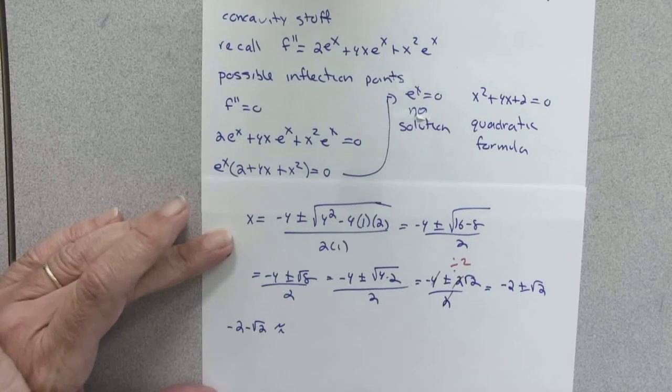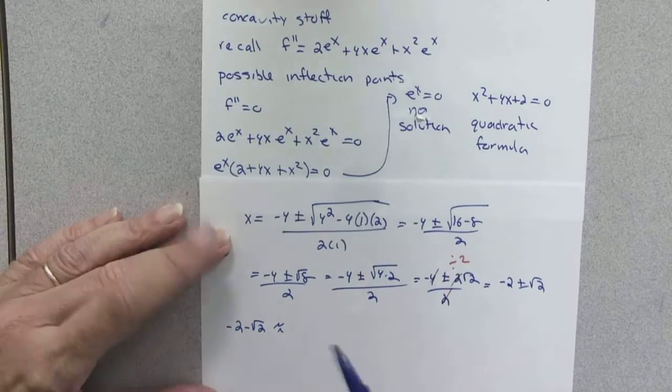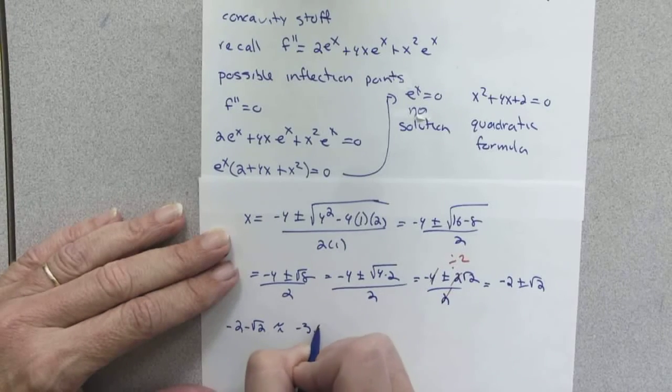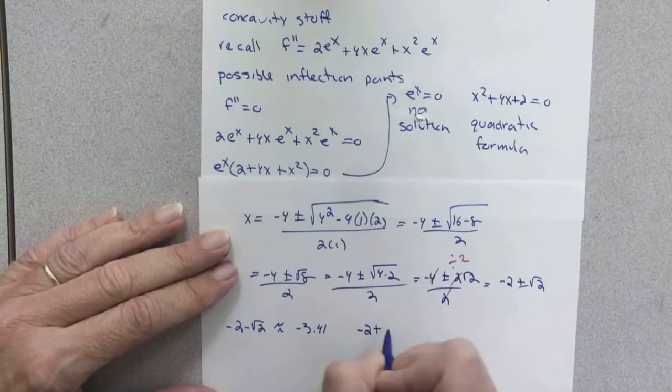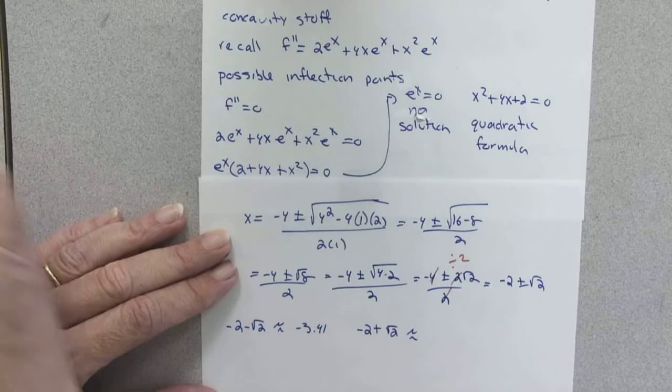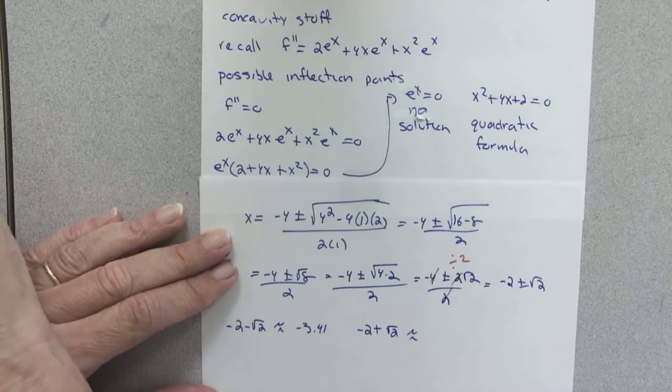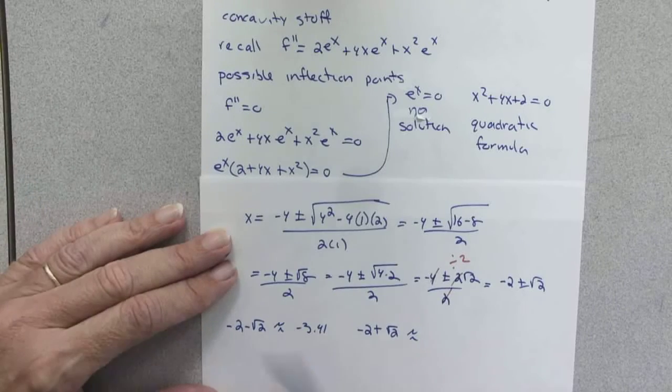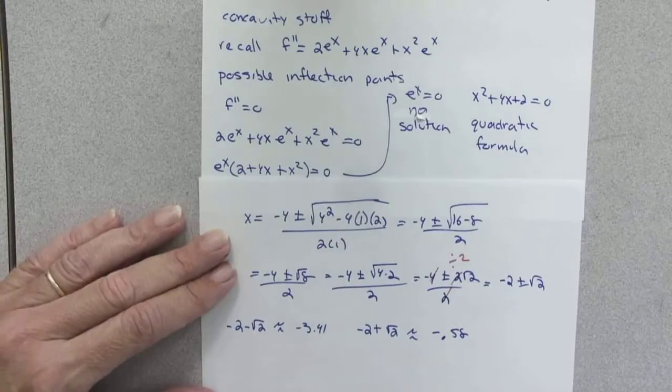-2 minus the square root of 2 is approximately equal to -3.41. -2 plus the square root of 2 is approximately equal to -0.58.